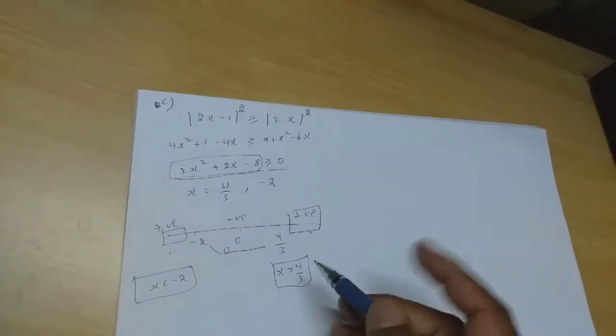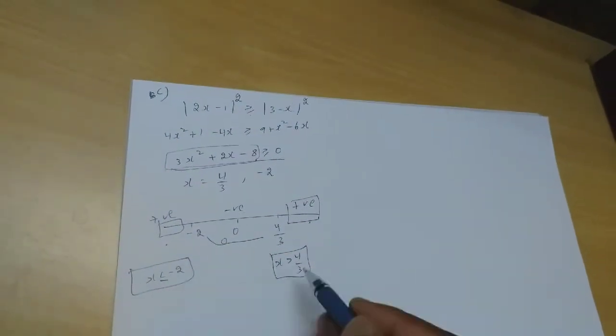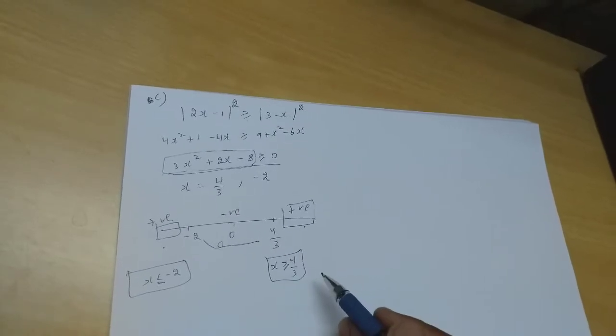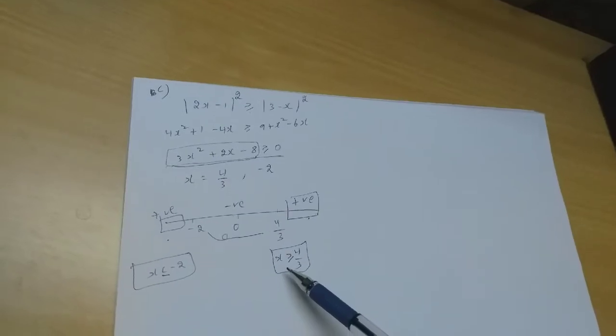Are we clear? Now one more thing. Here I have got equal to. So in the final answer also you put equal to. In the earlier sum there was no equal to, so I did not put equal to, but if equal to is present, you also put equal to in the answer.